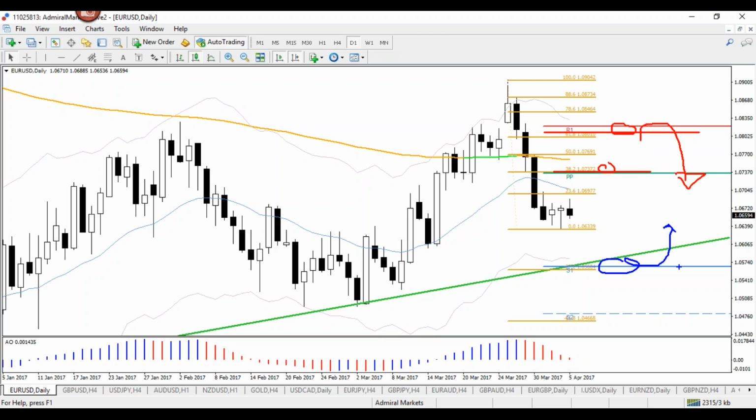On a daily chart, it looks to be in the middle, let's say. But on an hourly chart, that could be different. So it also depends on which time frame we use or want to use or analyze.